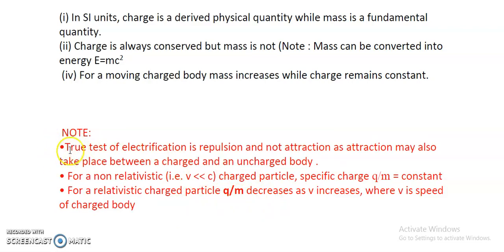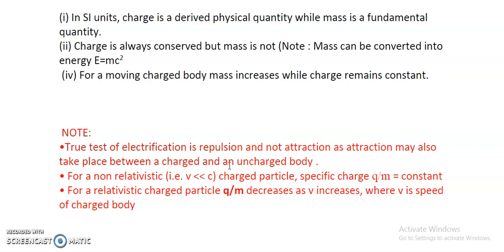First point I left, now I am going to elaborate it. The true test of electrification is repulsion and not attraction, as attraction may also take place between a charged and an uncharged body. In the beginning of electrostatics, in the introduction of this chapter, we have seen a very common example: if we rub a scale on our hair and keep it in the vicinity of light pieces of paper, the scale will attract the light pieces.